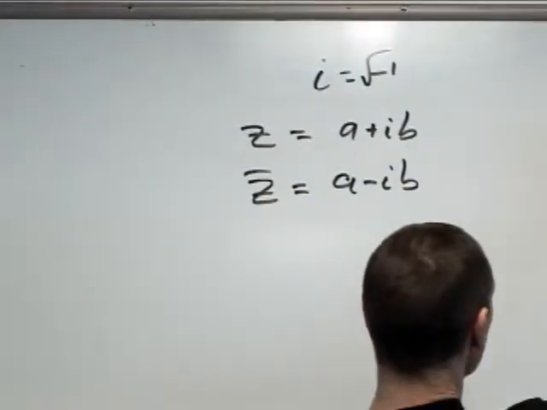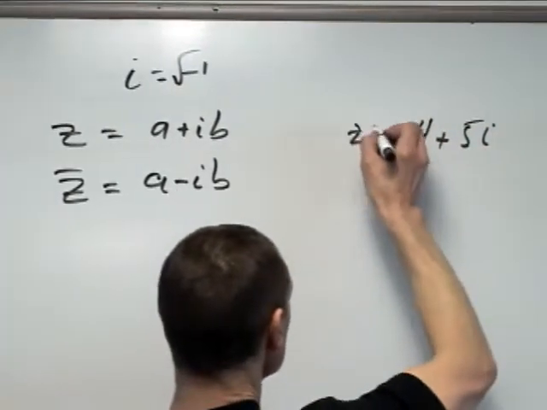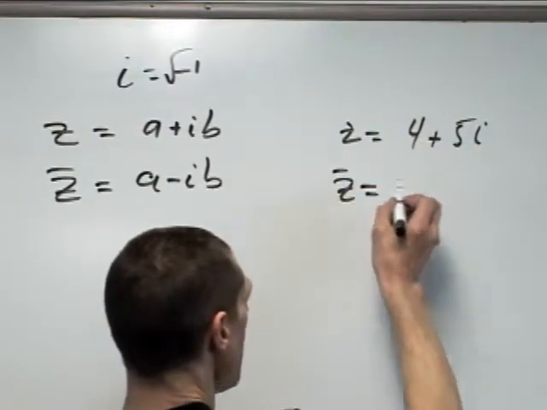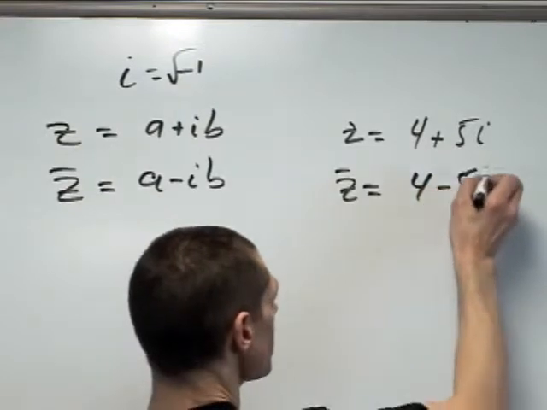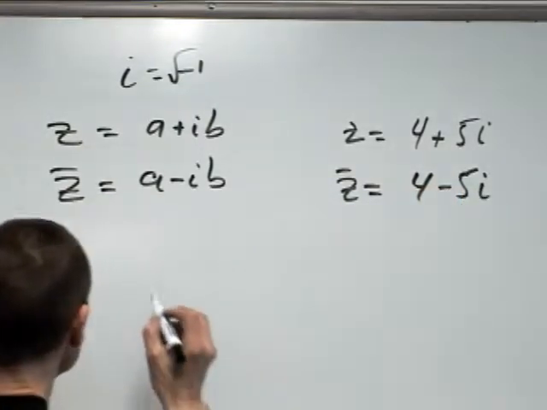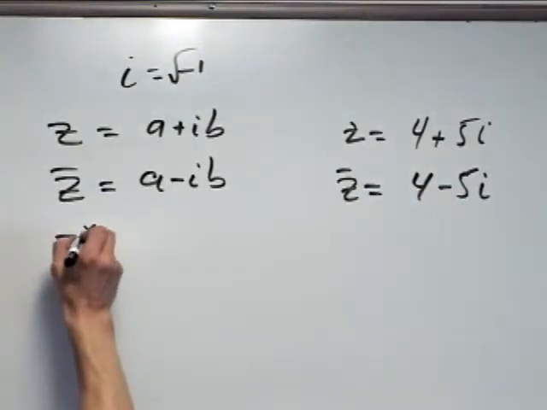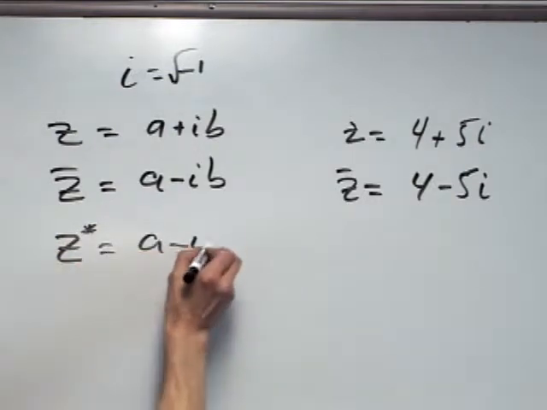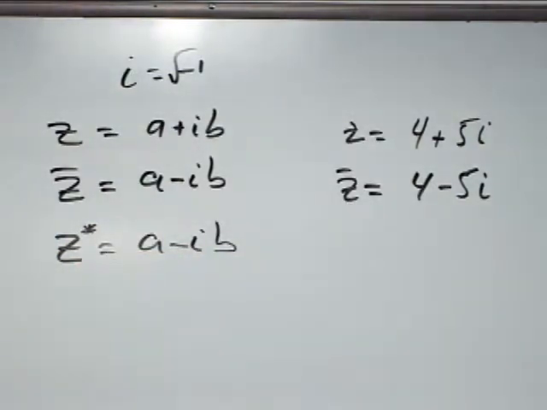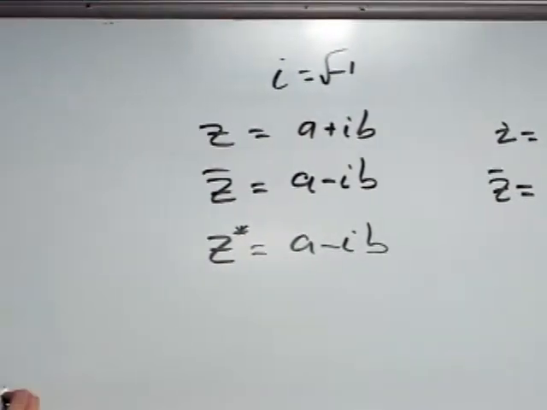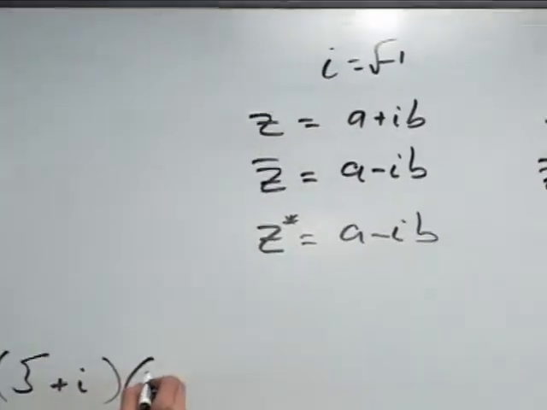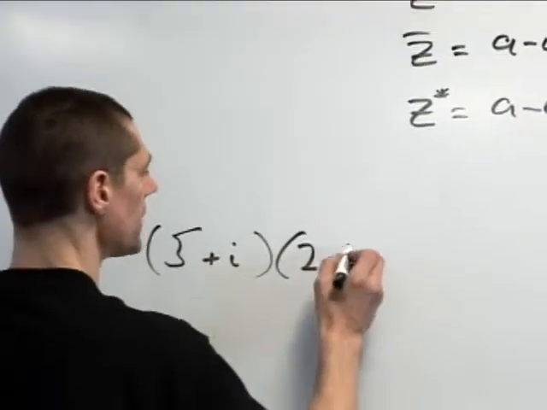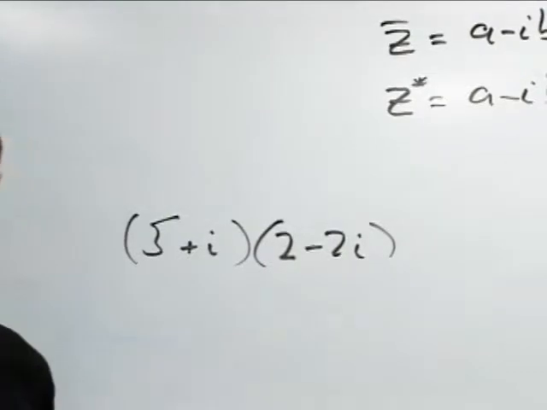So if you have 4 plus 5i, and this is z, then z bar, which is the complex conjugate, is 4 minus 5i. Sometimes this is the notation: they'll put a little star there. Just go by whatever the context of your book is. So suppose we're multiplying complex numbers together. What's 5 plus i times, I don't know, 2 minus 2i? Incidentally, I'm just making these things up.